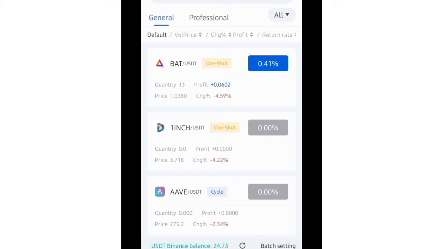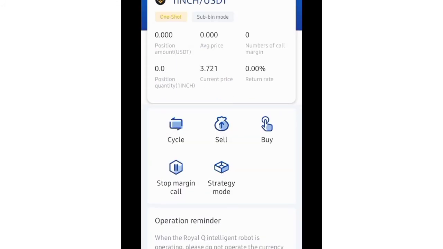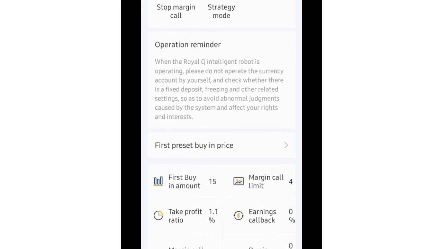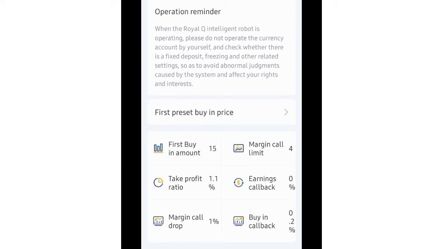When I click on, for instance, 1 inch, I will have to come to my settings, click on my trade settings, and input what I need, that is what I want the robot to do for me. You can see first buying amount, margin call, take profit ratio, earning call back, margin call drop, buying call back. I'll be explaining this in my next video if you want to know what all this means. But right now I'm just telling you the necessity of trading bots in the market, why you need it.